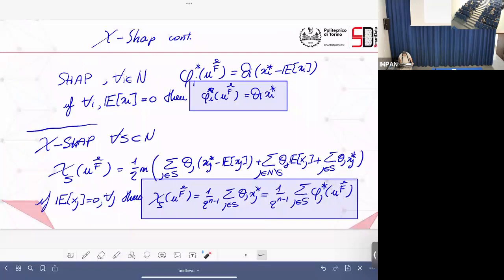Making some computation, you practically see that in this case our Shapley is a sort of average of the Shapley computed in the other way. So in this case, you have this decomposition. In general, it's more complicated.